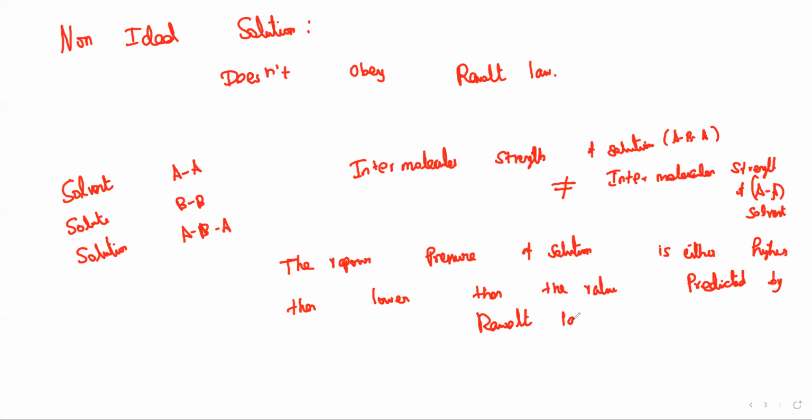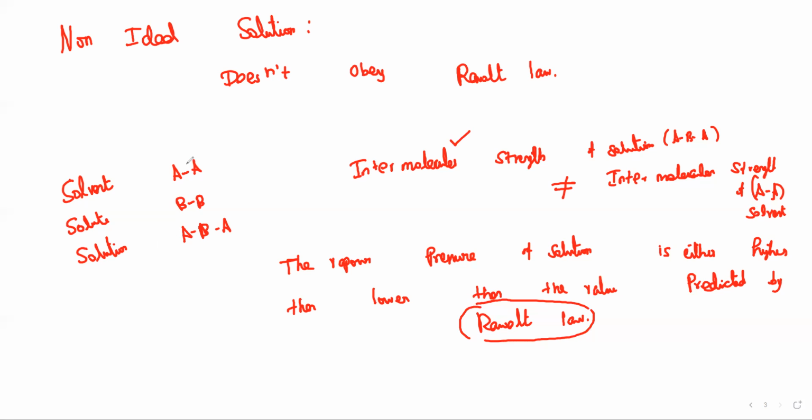Now, when will the original vapor pressure of the solution vary from Raoult's law? I said that the vapor pressure of the original solution is either higher than or lower than the theoretical value. Whatever value we find from Raoult's law is the theoretical value. The original value is the measured value, right? So why is that original value deviating from the theoretical value? Because of this reason.